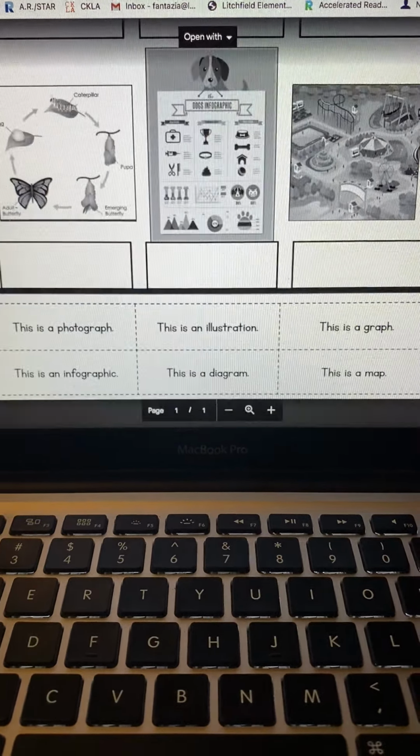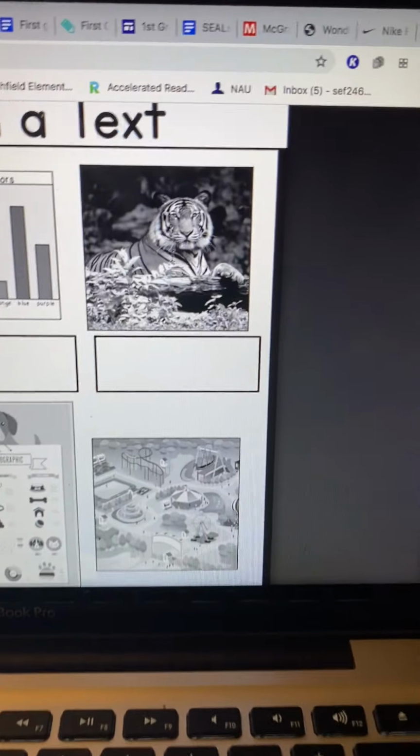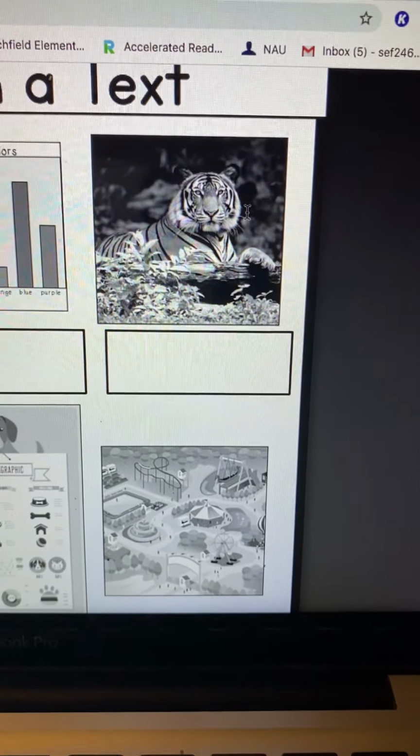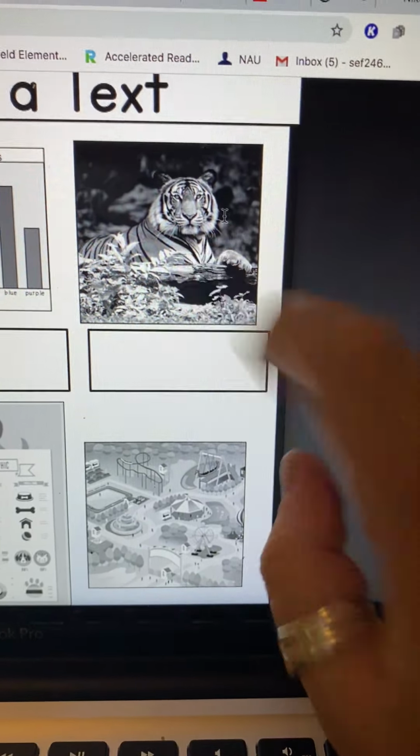a picture of something, so a real life picture of something. So this would be a photograph of a tiger instead of a drawing. So a photograph is the first one.